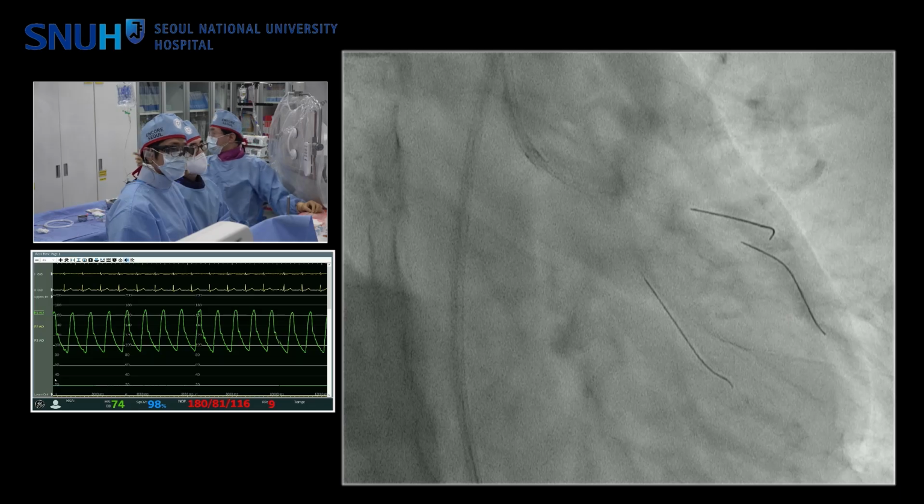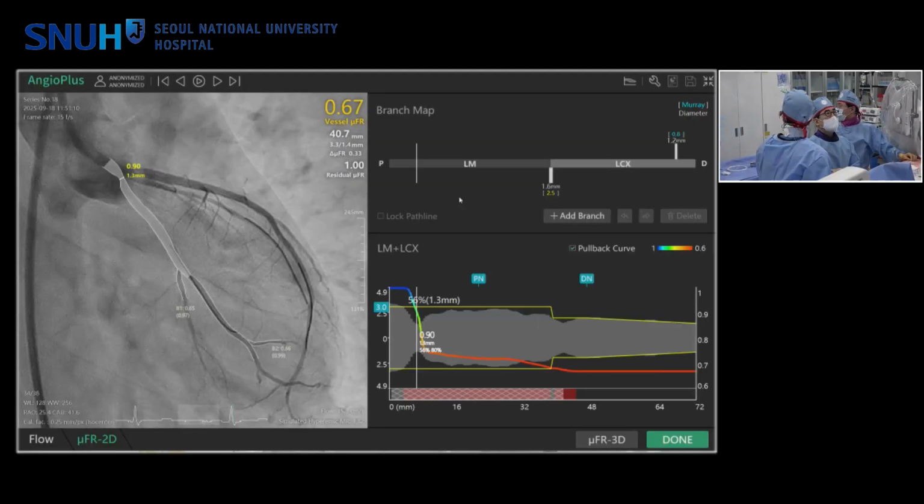Okay. Yeah, no, I agree with you. What I'd like to demonstrate is, the textbook writes that yes, we have to change the balloon and use an NC balloon to optimize the POT part. But actually, it is possible to do that part with the stent balloon. So I'd like to demonstrate such a case. So the mu FFR is 0.67.